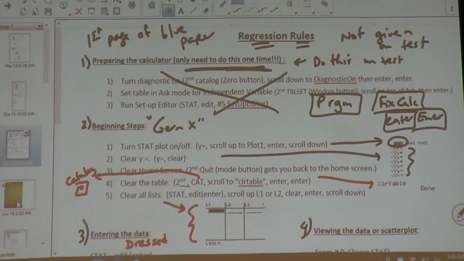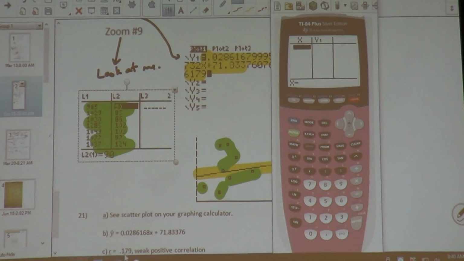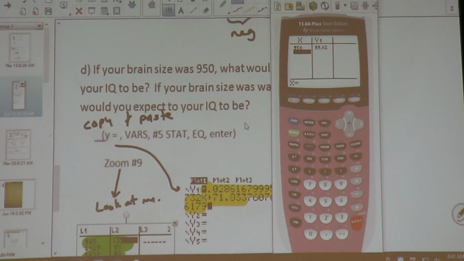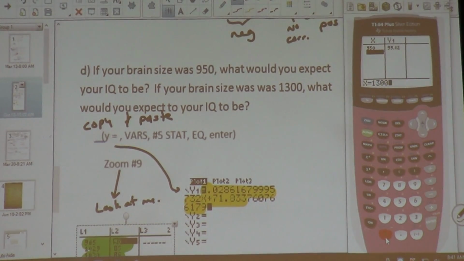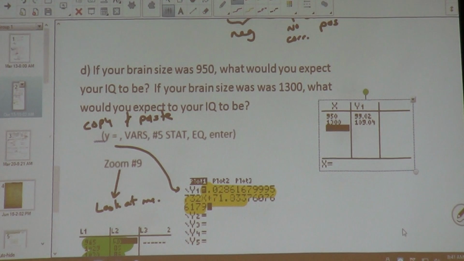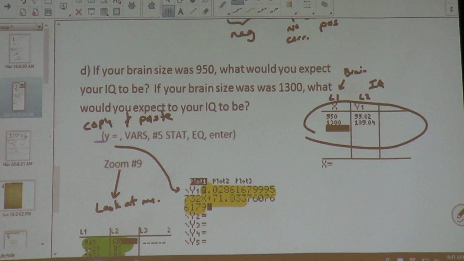So now all we're going to do is go to our calculator and we're going to plug 950 in for the X, which is really the L1, which is really the brain size, to figure out what is the Y, or the L2, or the IQ. And the other thing is the 1300. The 1300 is your brain size. There's going to be your IQ. So this was the L1, this was the L2. This was the brain size. This was the IQ. So those are your answers for Part D.